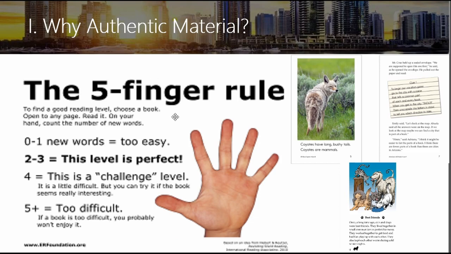So what we do is we look at a page of text, whether it's a beginning reader, an intermediate, or an advanced. If there are 0 to 1 new words, then it's too easy. 2 to 3, that's great for kids to independently read. 4 is a challenge level, so if the topic is interesting, the kid can probably get through it, and 5 is too difficult. So our authentic material needs to be at the top of this range, probably about 5 words per page that the student doesn't know.